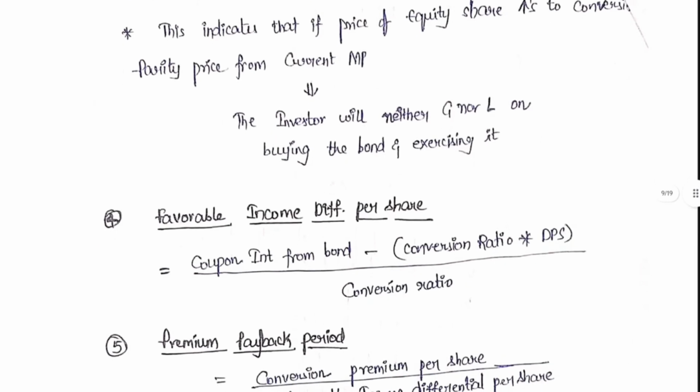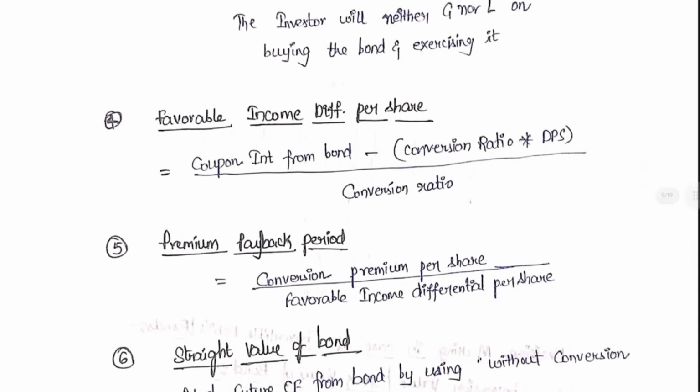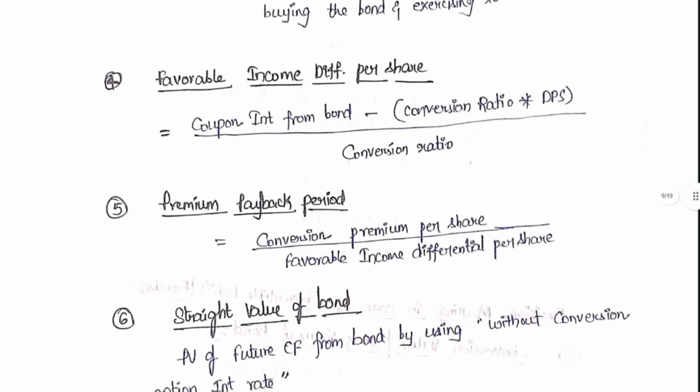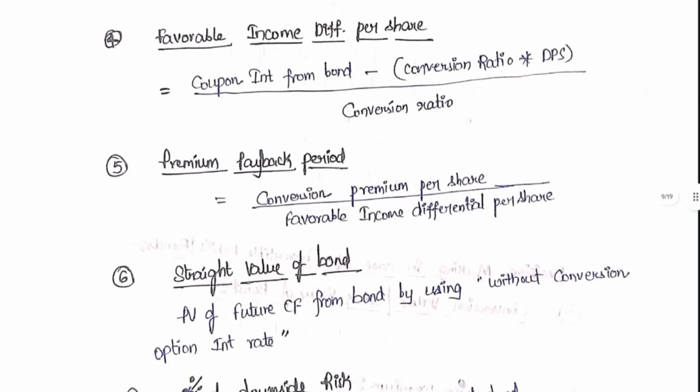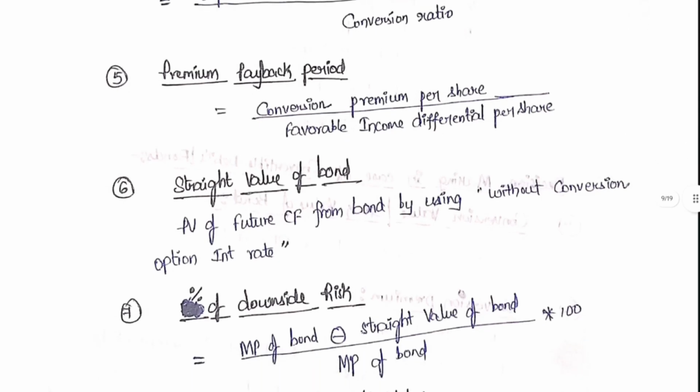This indicates that if the price of equity shares increases from the current market price to the conversion parity price, the investor will neither gain nor lose on buying the bond and exercising it. Favorable income differential per share equals coupon interest from the bond minus conversion ratio into DPS, divided by conversion ratio. Premium payback period equals conversion premium per share divided by favorable income differential per share.